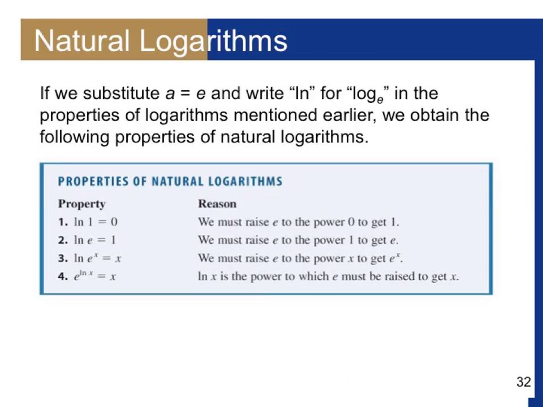Okay, so the natural log has the same properties as the regular logs, log base a. So ln of 1 equals 0. ln of e equals 1. ln of e to the x equals x, we're undoing that exponential function. And e to the ln of x equals x, we're undoing the natural log with e to that power. So we're just using those same properties we looked at before, but specific to base e.